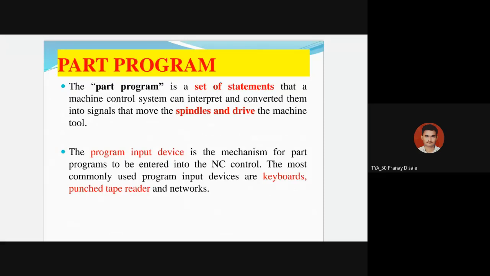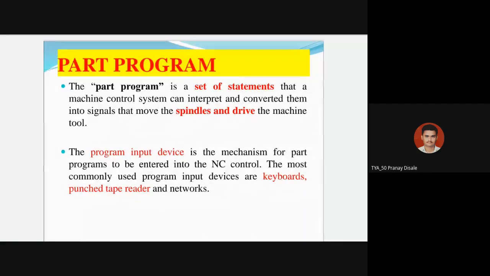The part program input device is the mechanism for entering the part program into the NC control. The most commonly used program input devices are the keyboard, punch tape reader, and the network. These are the input methods. With the keyboard, we enter the numerical program and can transfer that type of program to the machine. Punch tape readers are also available; a punch tape reader is also one of the input methods.